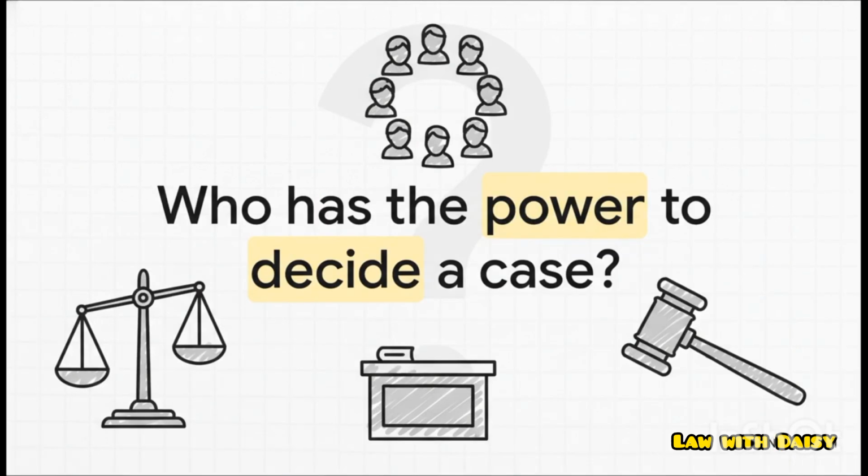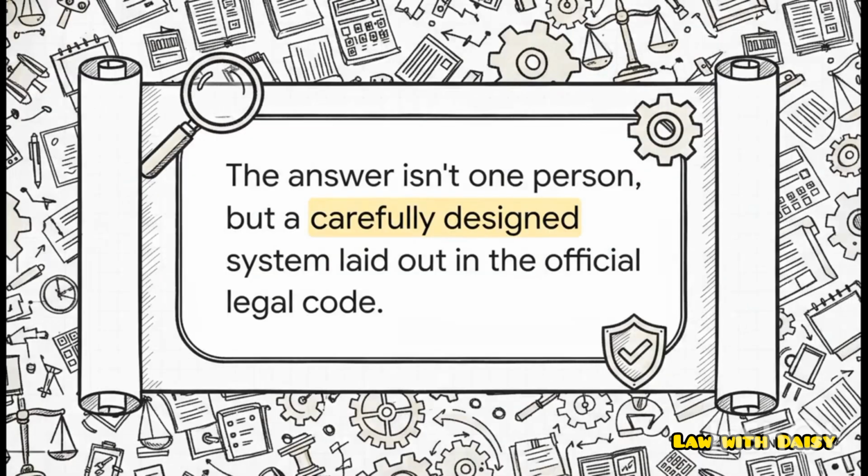So let's start with a really simple but incredibly important question. When someone's accused of a crime, who actually gets to make the final call? Who has the authority to hear all the evidence, to judge, and ultimately to decide a person's fate? And the answer, you might be surprised, isn't just a judge. It's way more specific and carefully designed than that.